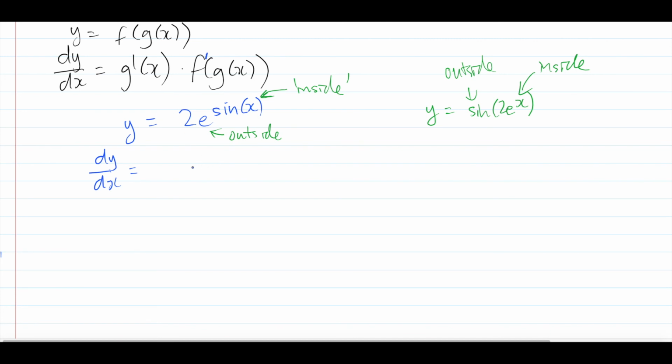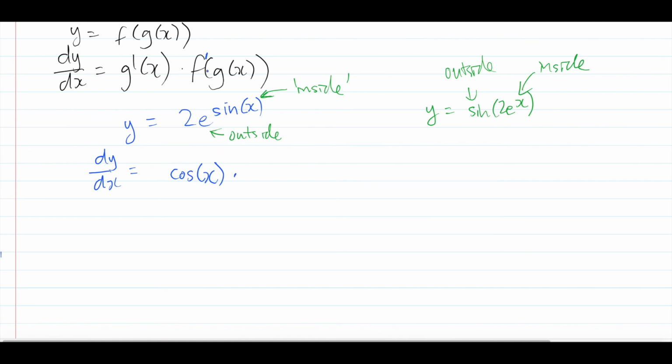So let's have a go. What is the inside? Inside is sine of x. When you're deriving the inside, what would you get? Well, derivative of positive sine gives you positive cos, okay? So then bingo, done. You've just done the first part.